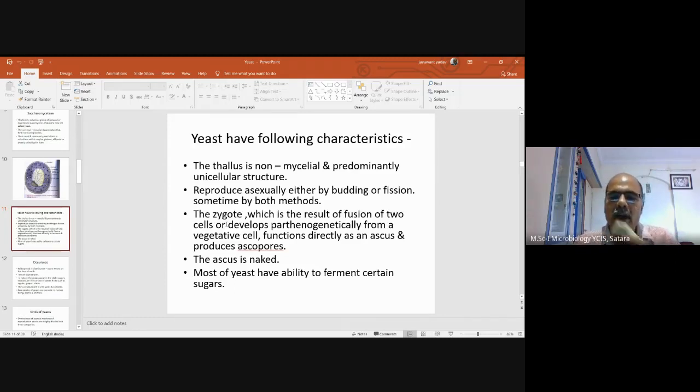Most yeast have the ability to ferment certain sugars. This is one of the most important desirable characteristic properties of yeast.